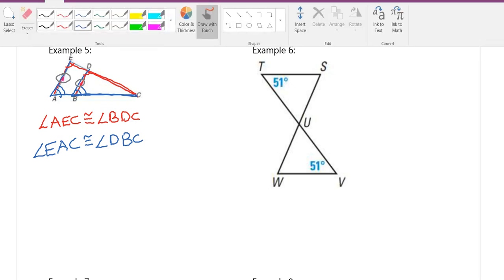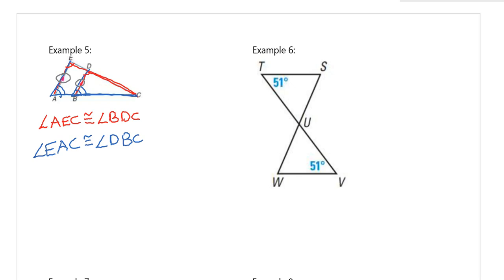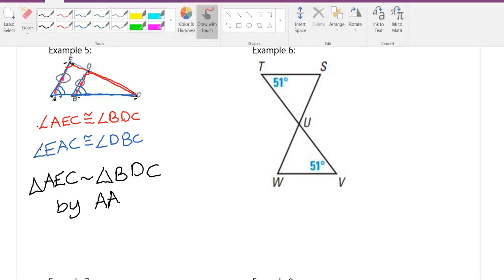So now I have my two angles. So I can write that it is angle, angle. So I'm going to write my similarity statement. Triangle AEC, I'm doing the big triangle first, is similar to triangle... well, A goes with B, E goes with D, and C goes with itself. By angle, angle, right? Because I used two angles there.